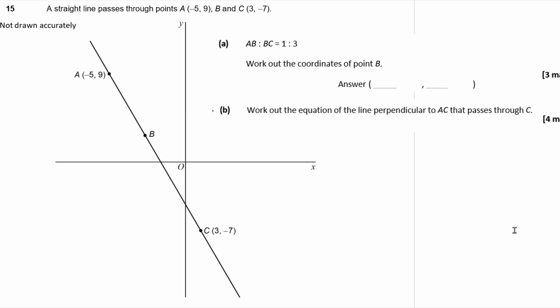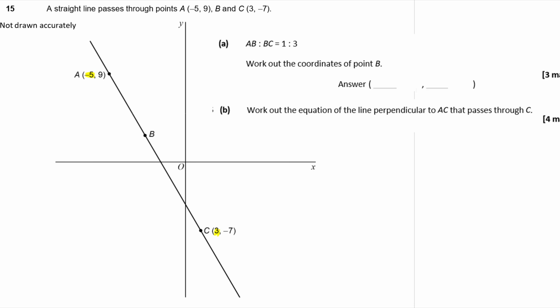Okay. Well, what we need to do is work out how far away A to C is and then divide that in the ratio of 1 to 3. And then we should be able to find out what B is. So let's have a look at their x coordinates. I've got -5 up to 3. So how many units does that span?